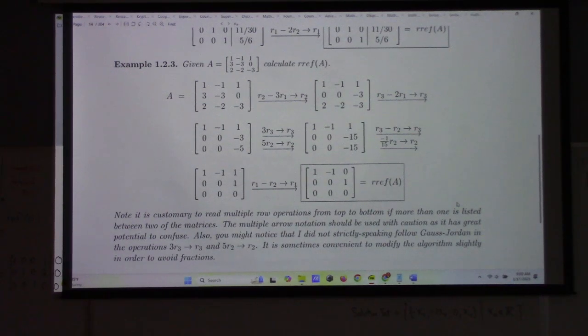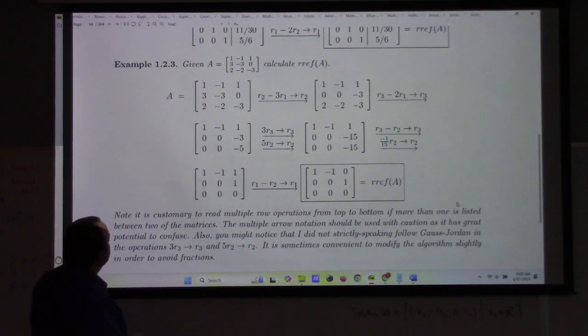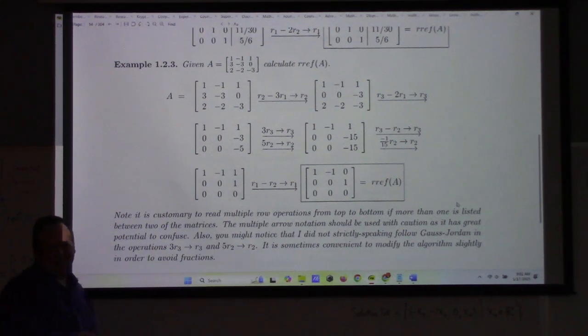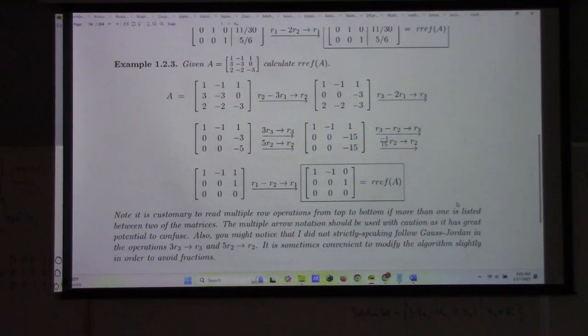Understanding exactly why this happens and when it happens is something we're going to have to work on over the next few weeks. Yeah. Is it just because in the second and third row, the first two columns were multiples of the first two columns in the first row? Yes, very good.